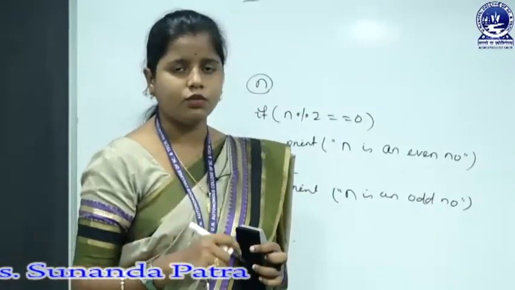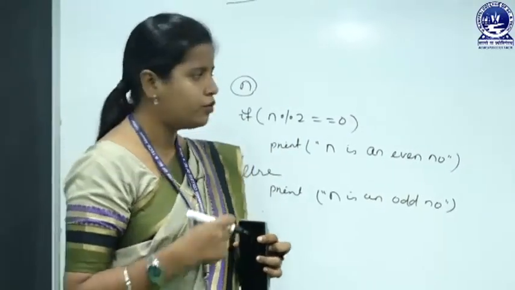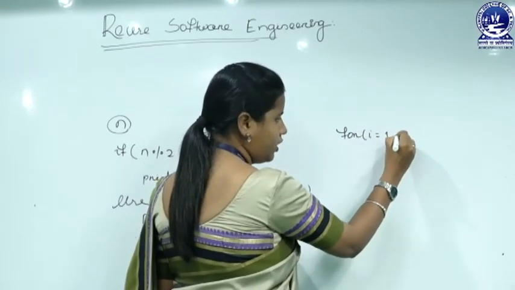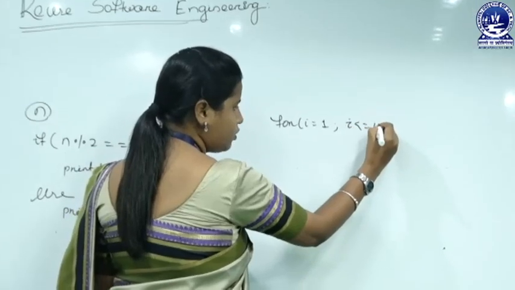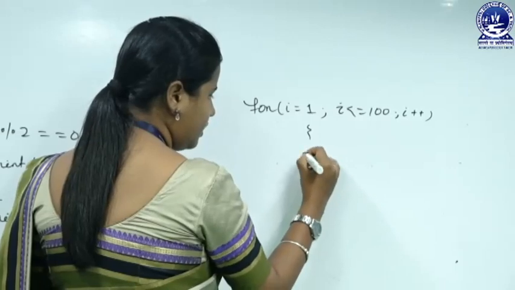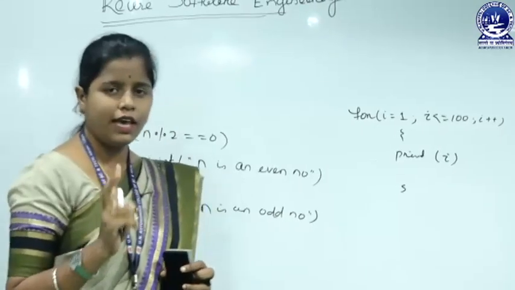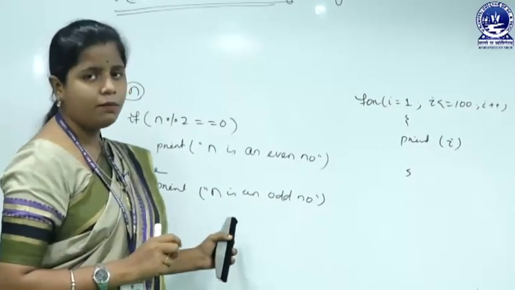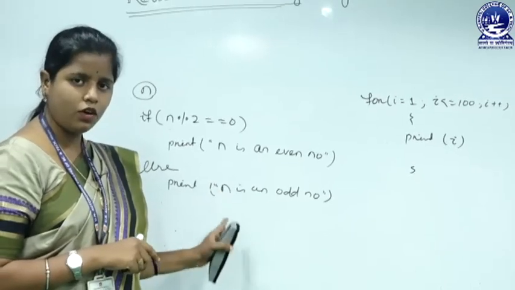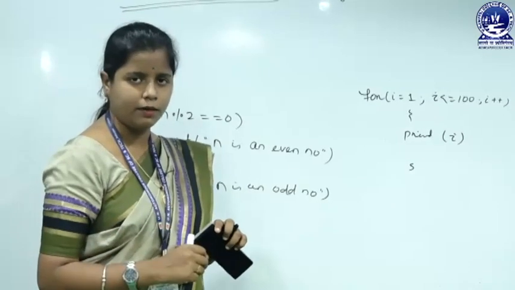Suppose I am asking you to print 1 to 100. For that we have to code: for i equals 1, i less than or equal to 100, i plus plus. Here we have to print the i. So, we have two programs. The first code tells us whether a given number is even or odd. The second code tells us how to print 1 to 100.